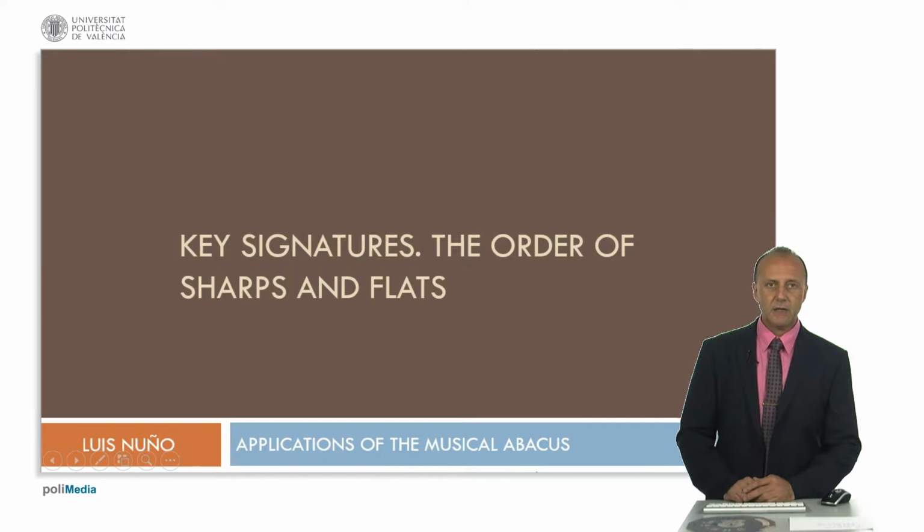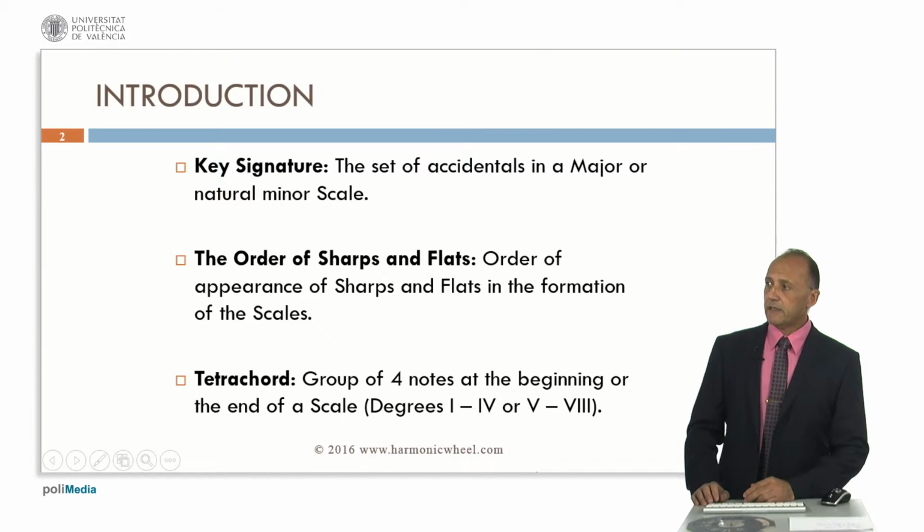Now I'm going to explain the key signatures in music theory and the order of sharps and flats. The key signature is the set of accidentals in a major or natural minor scale. The order of sharps and flats refers to the order of appearance of them in the formation of the scales.